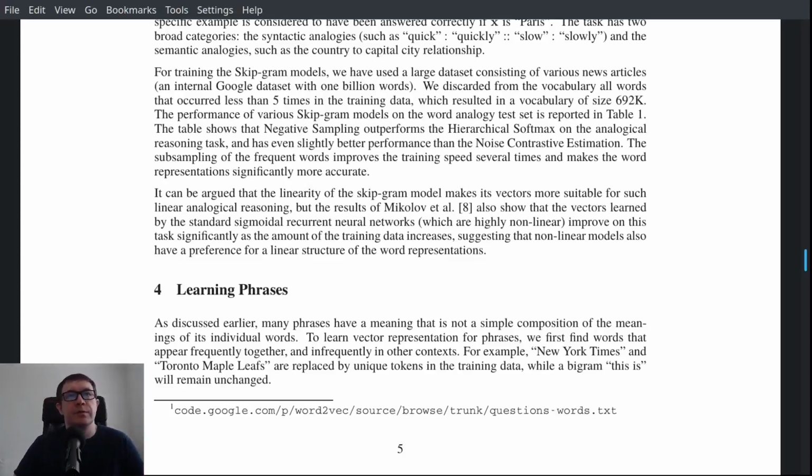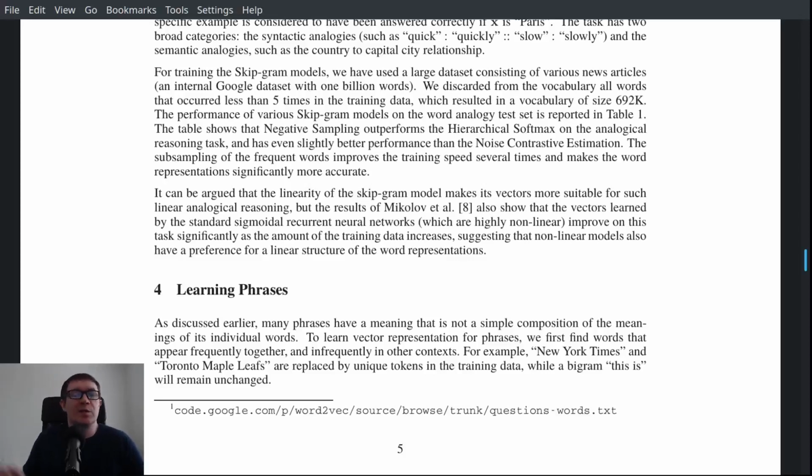But the results of Mikolov and others show that the vectors learned by the standard sigmoidal recurrent neural networks, which are nonlinear, improve on this task significantly as the amount of training data increases. I don't know how you would quantify very high degree, but it shows that nonlinear models also have a preference for linear structure of word representation.